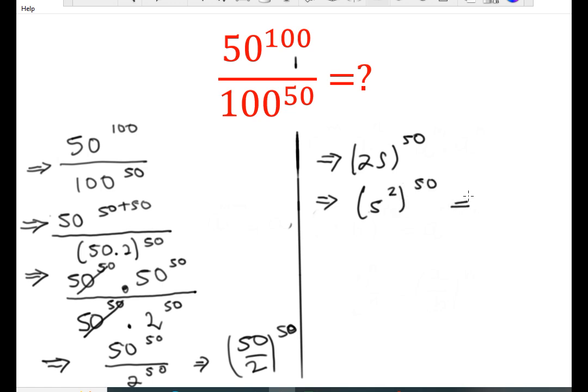And we know there's a rule that says when you have a to the power m, all in brackets, to the power n, we can multiply these two exponents and have a to the power mn. So we're going to multiply these two, and we're going to have 5 to the power of 100. So this is our simplified answer.